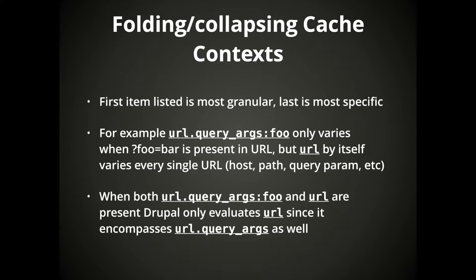So when they're present, what Drupal will do is it's going to take the query args and the URL, and it's going to say, I'm going to vary this, I'm going to collapse them because URL encompasses the rest of that. So in this case, query args is more specific, but URL is more granular. So it's always going to use the more granular option, and it'll actually remove the context for query args. So it's just going to take that out and just use URL instead. Does that kind of make sense?